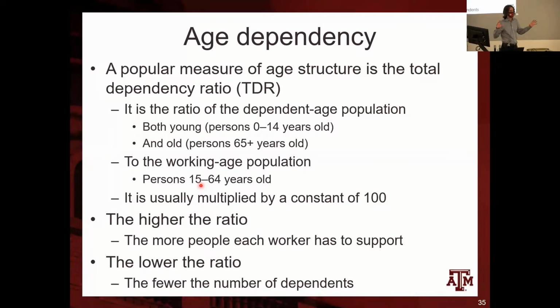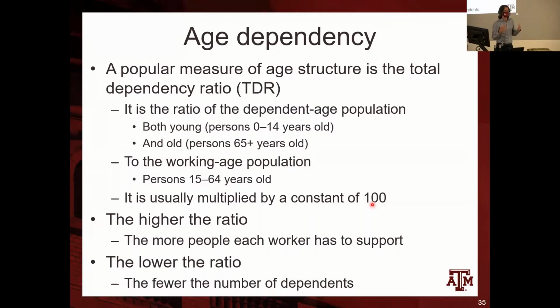So it's really simple. You just get the number of children in a population in a specific year, the number of elderly people, add both of them, and divide by the number of working age people, who are those between 15 and 64. Usually, dependency ratios are expressed in percentage terms, so you just multiply it by 100.